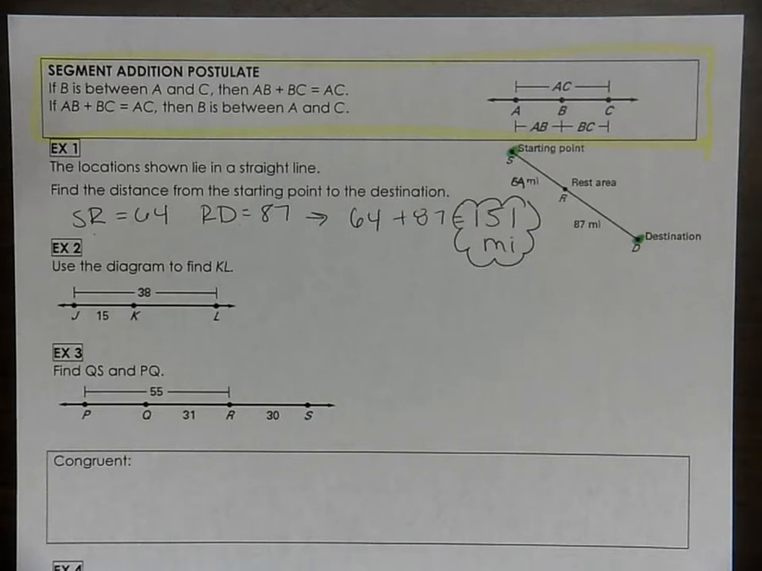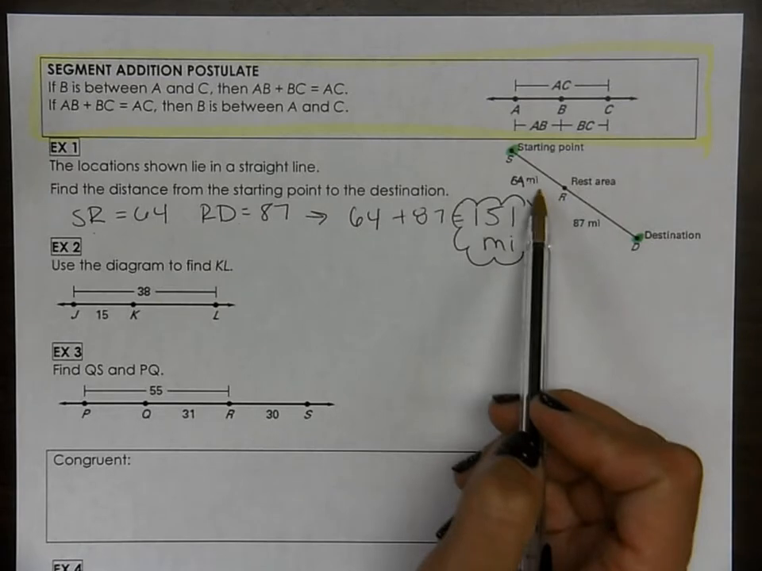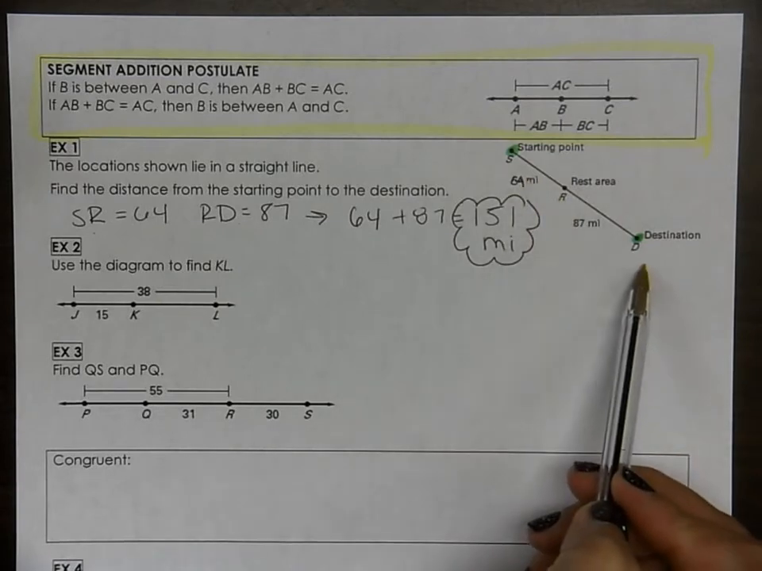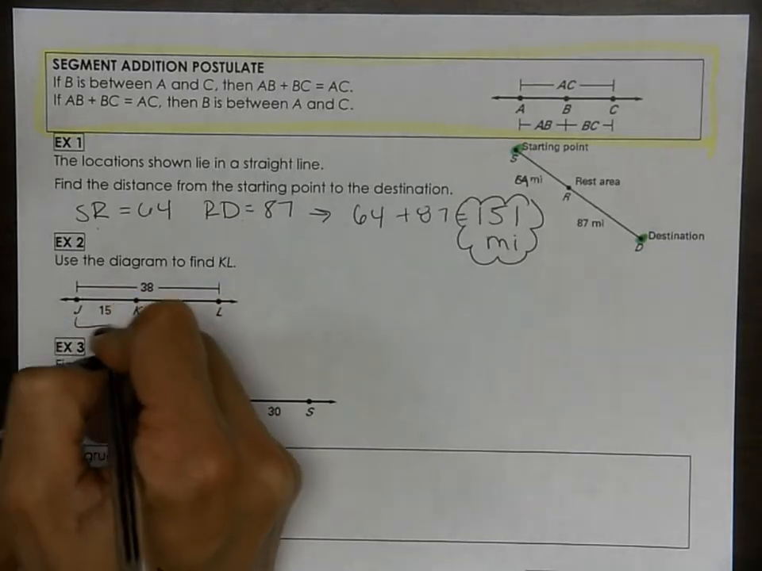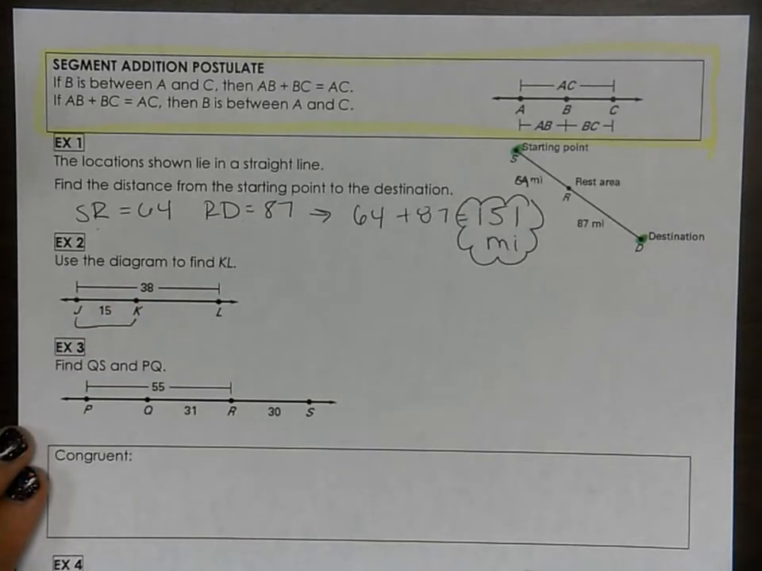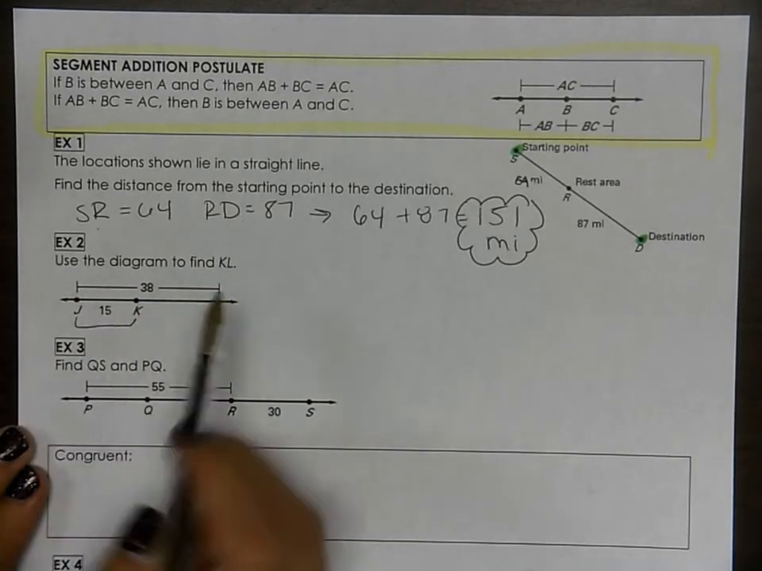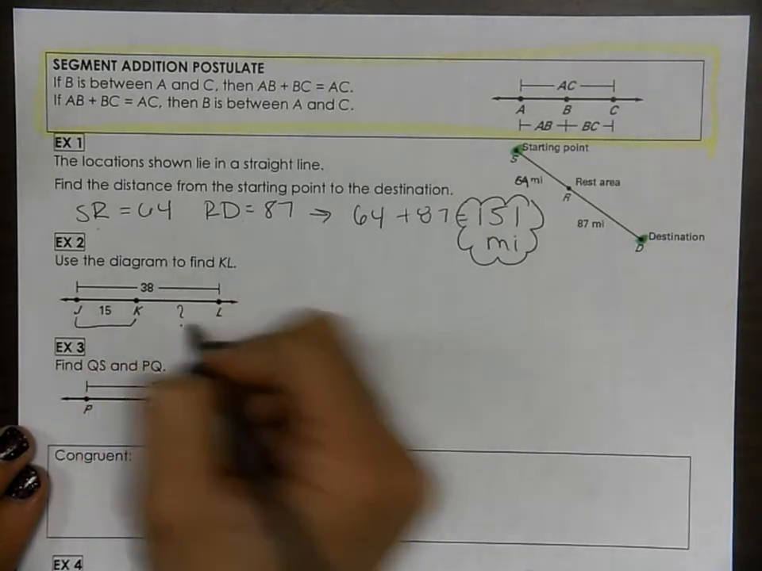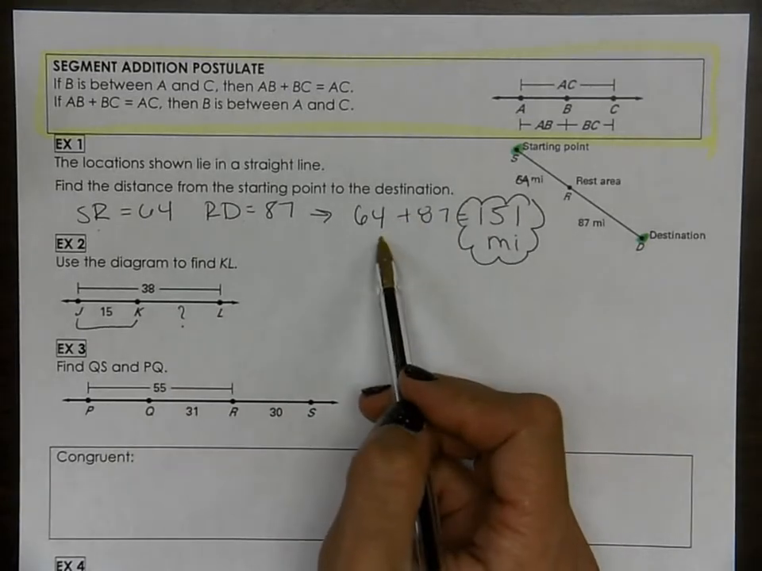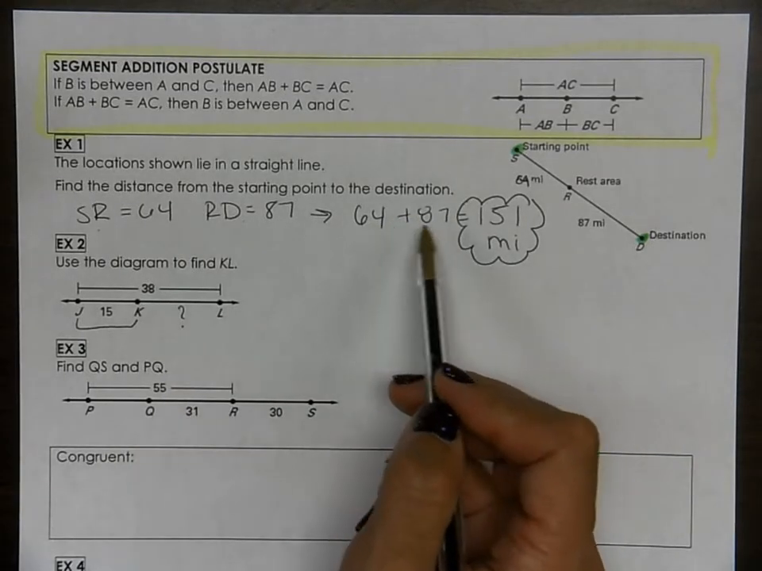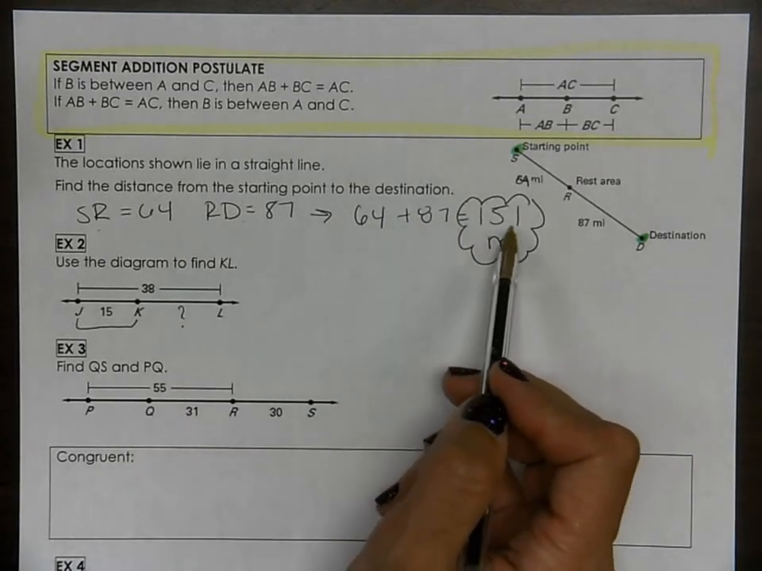Example 2, we're going to still think about the segment addition postulate, but kind of going in the opposite direction. So in this picture, we knew both little pieces, and you could just add them together to find the whole thing. This picture is slightly different because now we know one little piece, J to K, is 15, but we also know the entire length. What we're trying to find here is this little piece from K to L. So we can think of it the same way that we thought here. This was one little piece plus one little piece equals the entire distance.